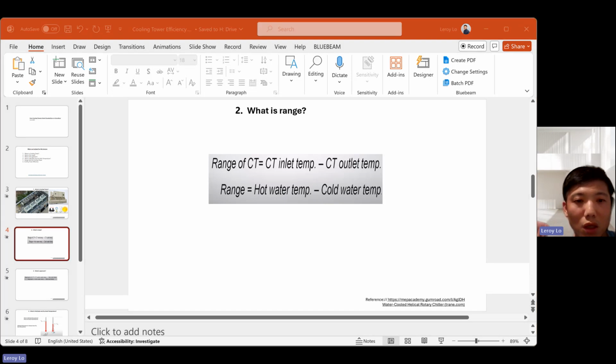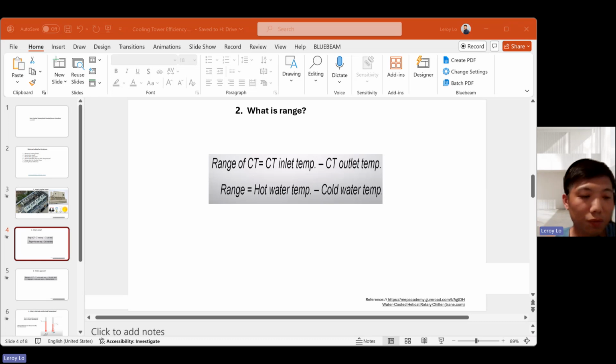So what is the range? The difference between the cooling tower inlet temperature, the hot water temperature, and the cooling tower outlet temperature, which is the cold water temperature, is called the range of the cooling tower. So the range of the cooling tower equals the cooling tower inlet temperature minus the cooling tower outlet temperature. Or you can say the range of the cooling tower equals the hot water temperature minus the cold water temperature. That's easier for me to understand.